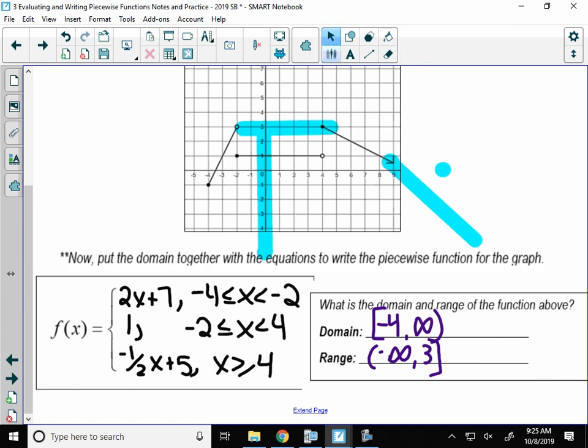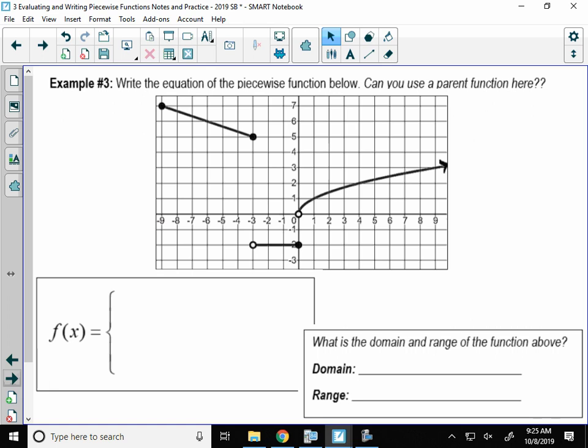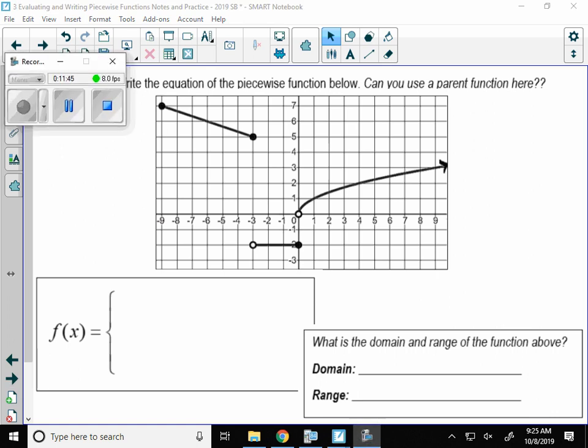All right, now typically our problems are going to look more like example 3. I'm not going to give you all the left portion equation, right portion domain. I'm just going to say write the equation. So let's use this one here.